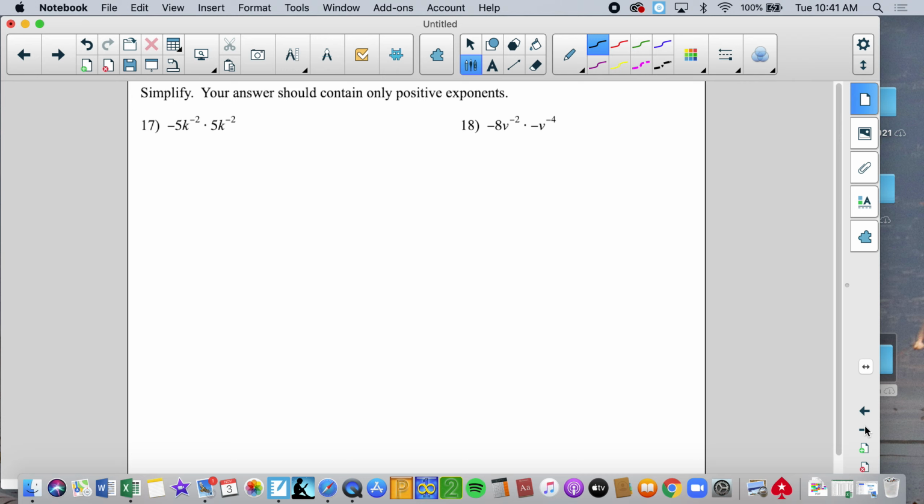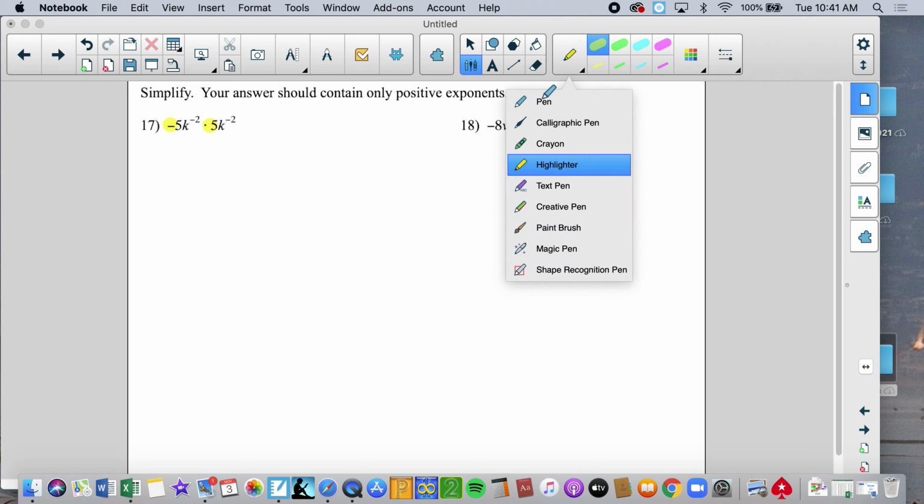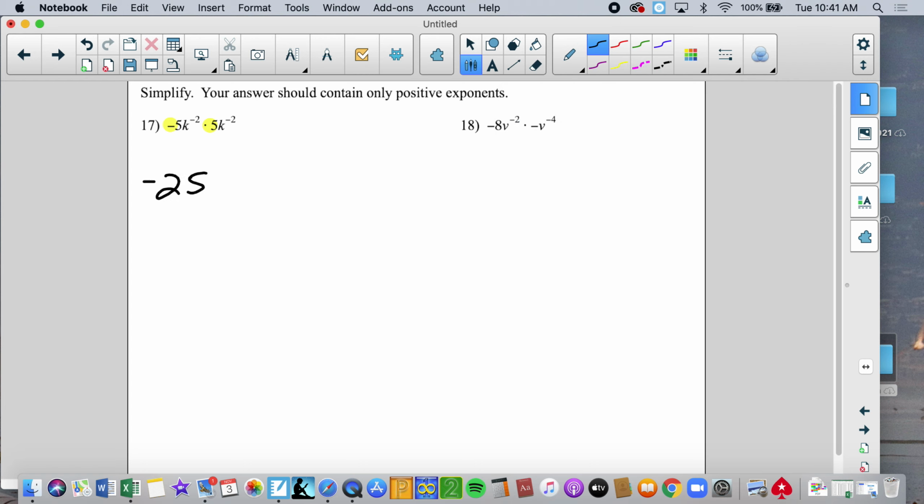Now we are multiplying monomials. Before we were just combining. We were adding and subtracting, and we can only add and subtract like terms. We can multiply unlike terms. We just have a trick when we have like bases. So the first thing you're going to do is look at those coefficients, -5 and +5. You're going to multiply those. That gives you -25. Now we look for like bases. They both have k's. When we have like bases and we are multiplying, we add their exponents.